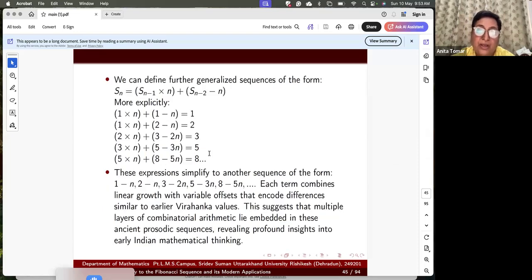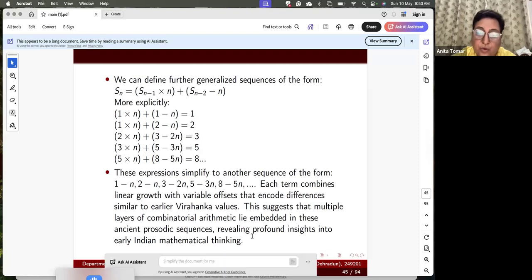So we can define further generalized sequences in the form Sn equals Sn-1 times n plus Sn-2 minus n, and we get the sequence 1, 2, 3, 5, 8. So this expression simplifies to another sequence of the form 1 minus n, 2 minus n, 3 minus 2n, 5 minus 3n, 8 minus 5n. Each term combines linear growth with variable offsets that encode differences similar to earlier Virhanka rules. This suggests that multiple layers of combinatorial arithmetic lie embedded in these ancient prosodic sequences, revealing profound insights in early Indian mathematical thinking.